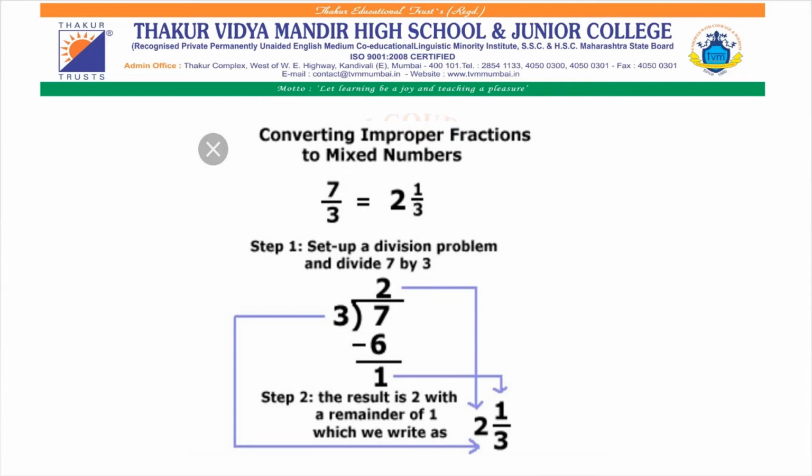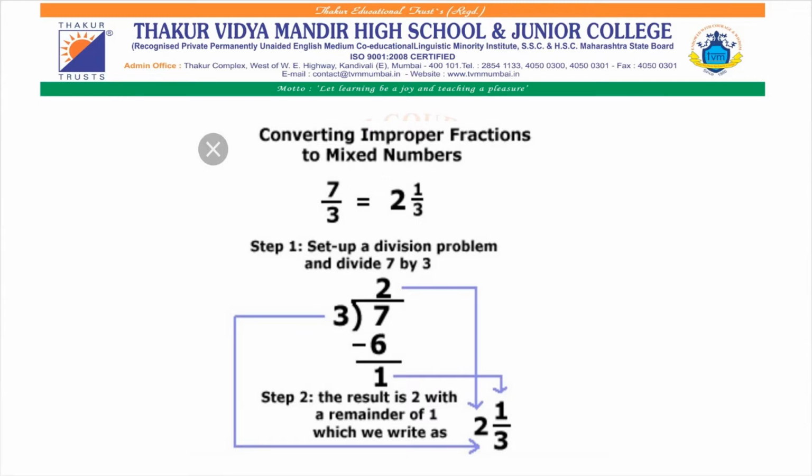So step 1, set up a division problem and divide 7 by 3. By simple division, 3 2s are 6. So 7 minus 6, we will get 1. 1 is our remainder. Now here, what is the integer you got? 2 is the integer you got. Correct? So step 2, the result is 2 with a remainder of 1, which we write as 2 1 upon 3. You just have to check that the fraction you are getting is a proper fraction afterwards. It means the numerator should be smaller than the denominator. So 2 1 upon 3 is your answer.